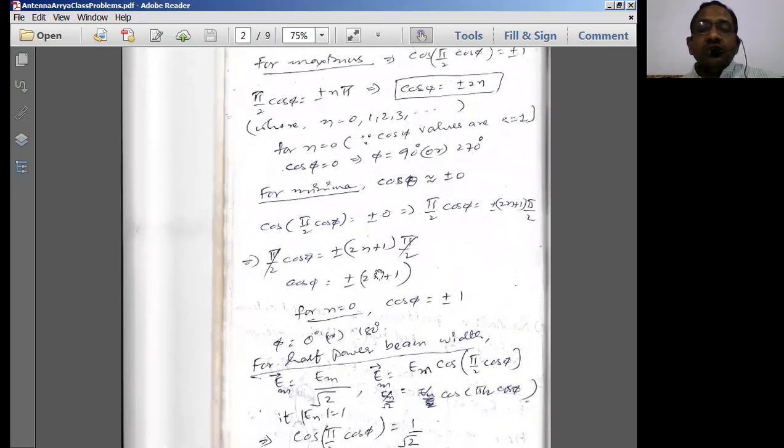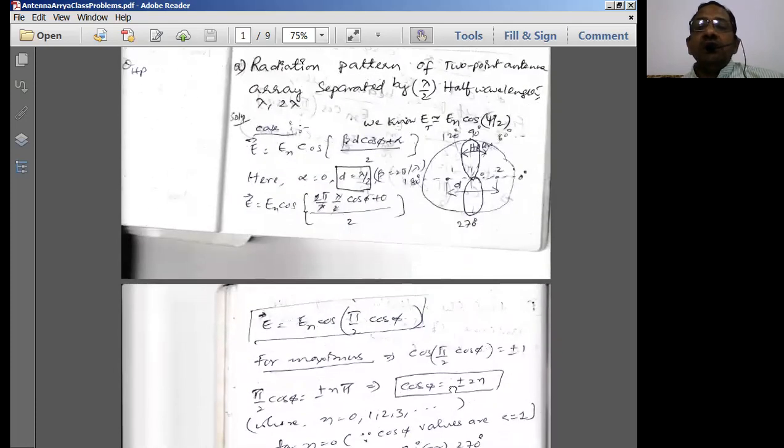So when n is equal to 0, we will have cos phi equal to plus or minus 1. When the value of cos phi is equal to 1, for which angle? Cos 0 is equal to 1. Cos 180 is equal to minus 1. So we should get the value of phi for plus 1 and minus 1. Therefore, cos 0 is equal to plus 1, cos 180 is equal to minus 1. So that's what we have here.